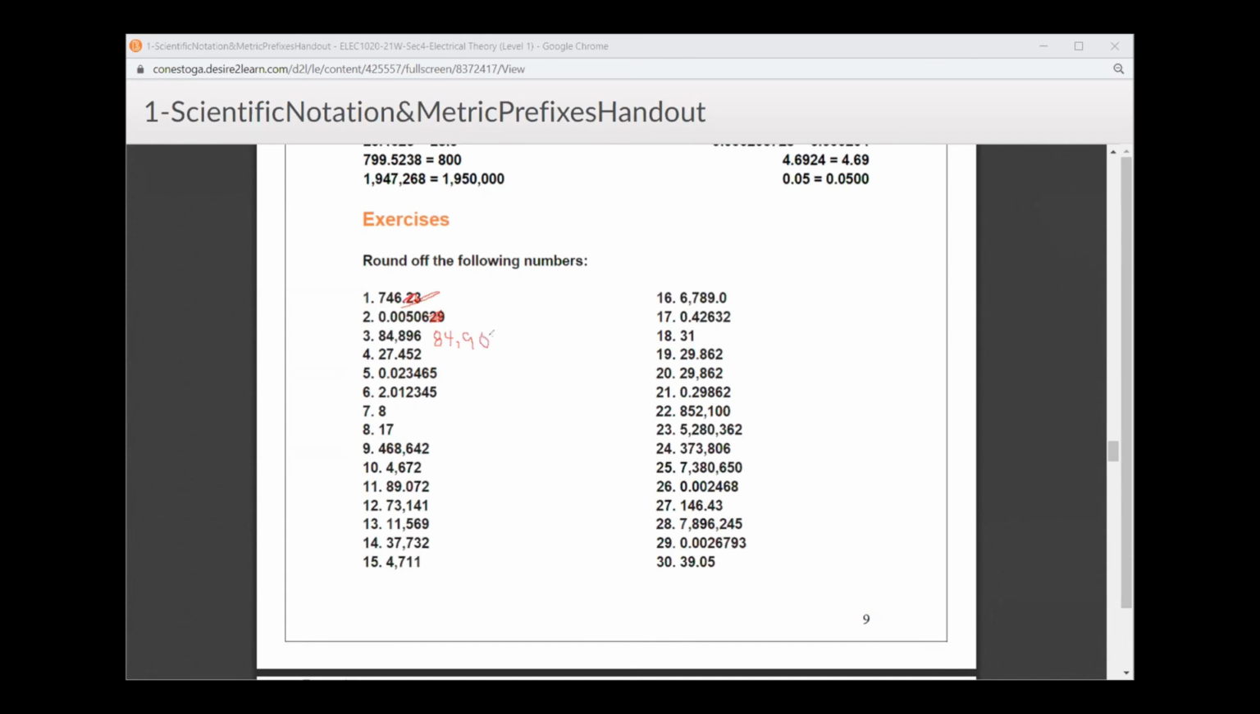Mr. Garcia? Yes, sir. Are we safely assuming that for all tests, we're just going to go to 3 significant digits the entire time?